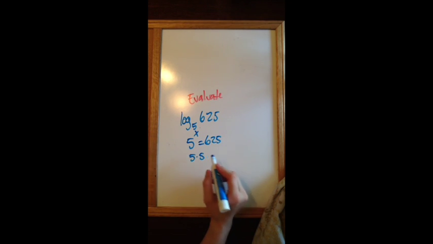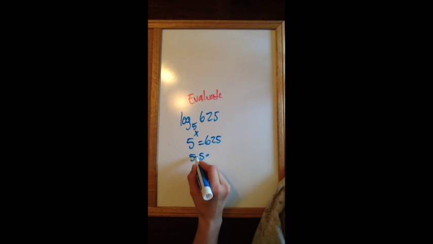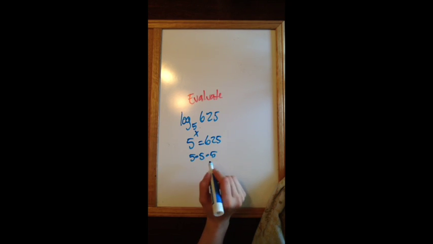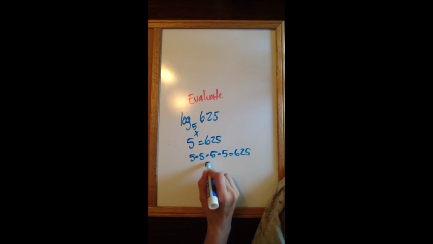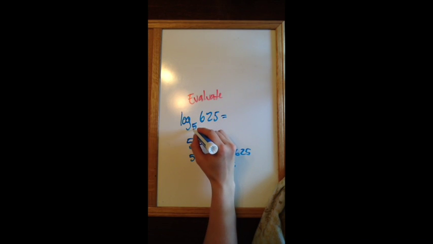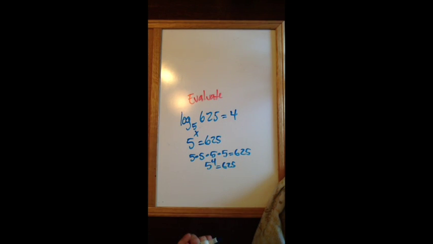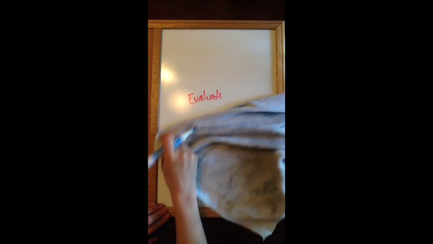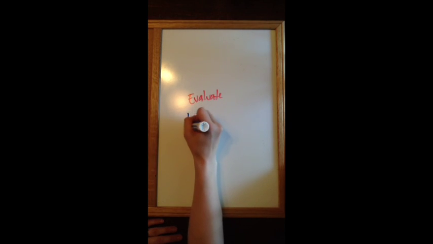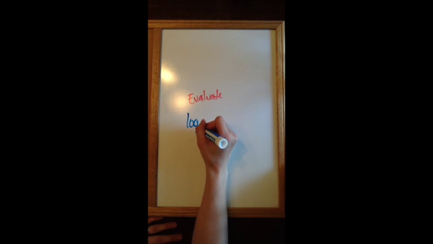So I'm going to do 5 times 5, which is 25. If I do 25 times 5, I get 125. If I check to see what 125 times 5 is, that gives us 625. So really 5 to the 4th is 625. So that means that log base 5 of 625 is 4. Okay.